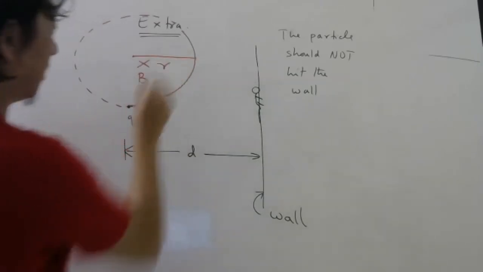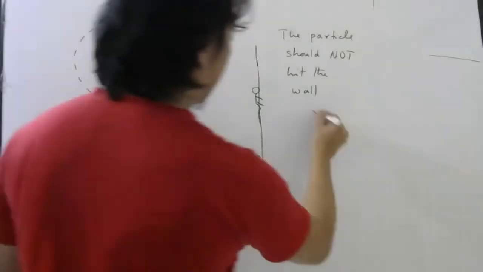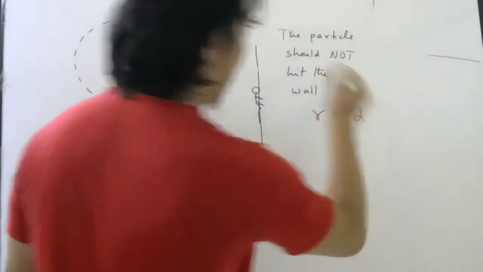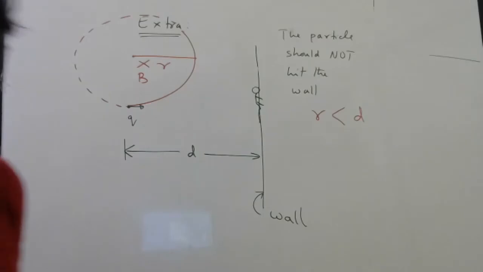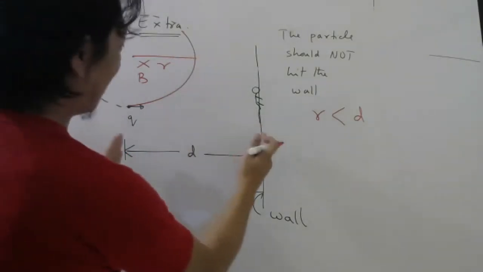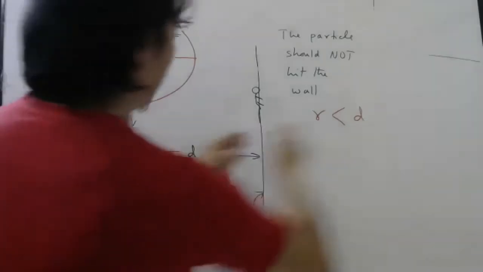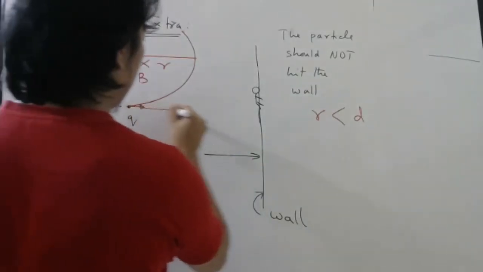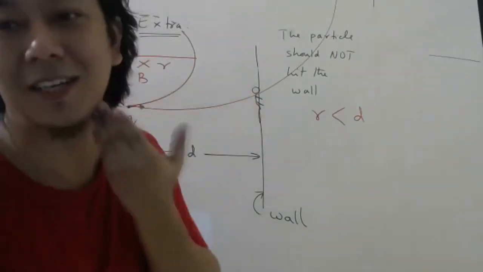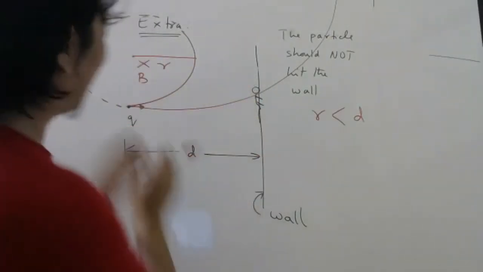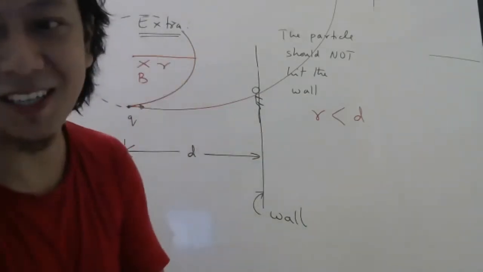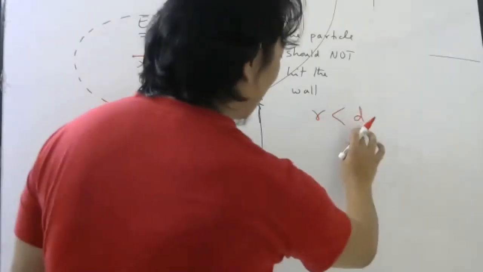This is the formula for radius. So the radius of the circle must be less than d. Yes or no? If the radius is very large, you don't want it to go into this circle. If it goes in this circle, then your friend is still hit here. You want the radius to be smaller than this, otherwise your friend will still get hit. So you want the radius to be smaller than d.